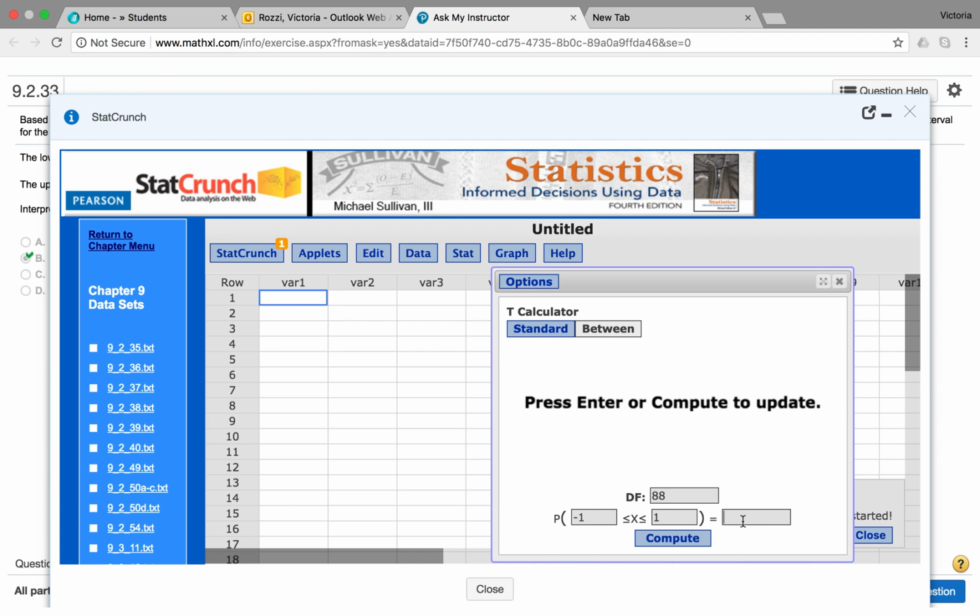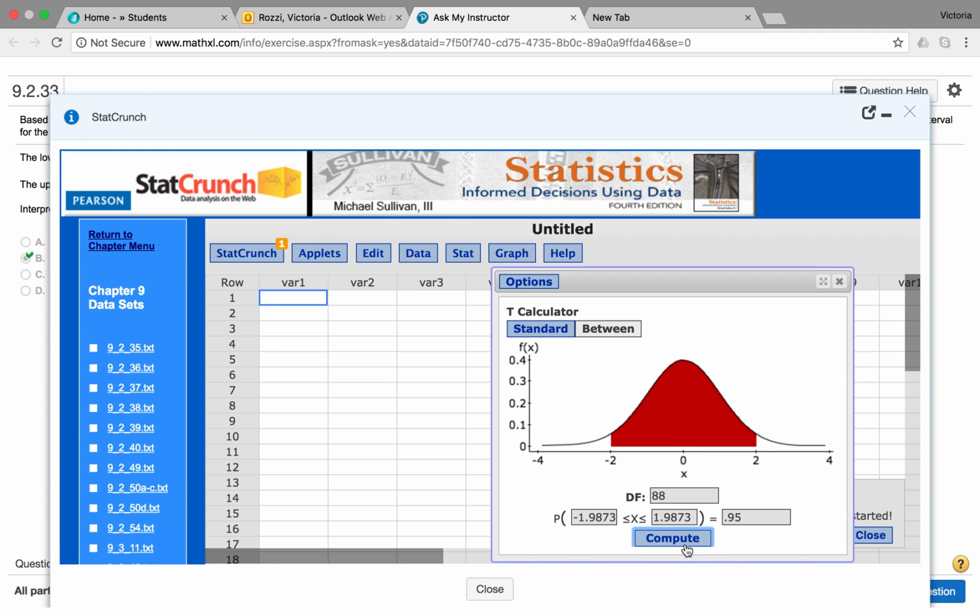And then I'm going to put the area that I want under the curve, and this is 95%, so 0.95, and click Compute. And as you can see, it's giving me negative 1.9873 and positive 1.9873. So rounding it off to 1.987 is perfect.